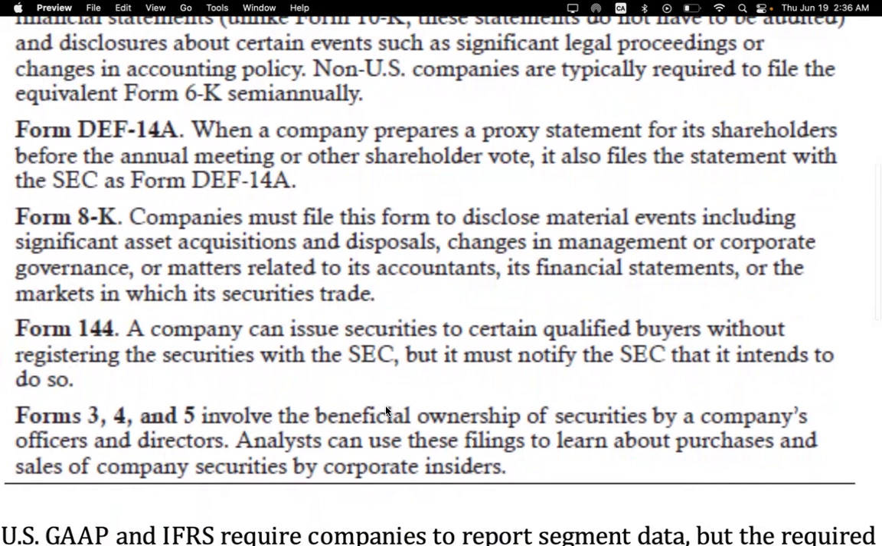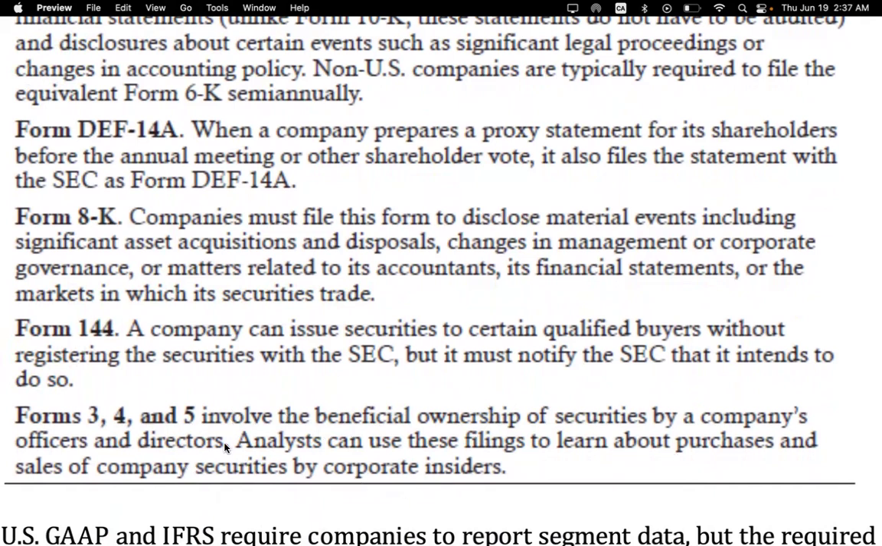Forms 3, 4, and 5 involve the beneficial ownership of securities by a company's officers and directors. So ownership, beneficial ownership, as in they own shares of, for instance, if I work in a company as a CEO and I own the shares of that company as well.